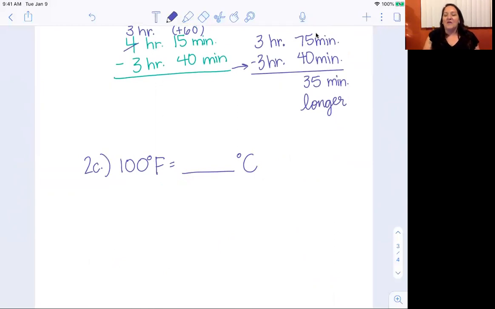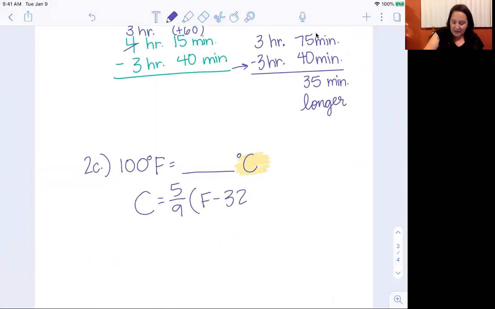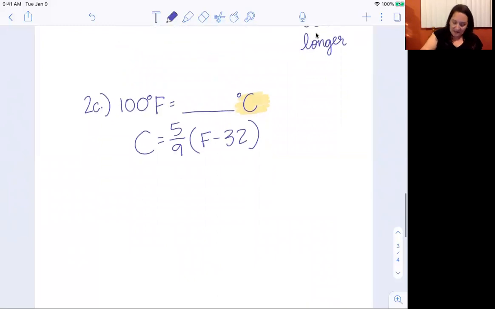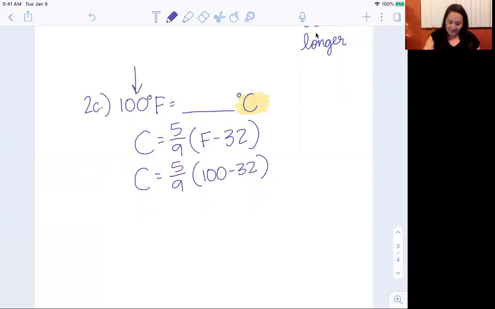Okay, so what formula am I going to use? The C formula. C equals 5/9 times F minus 32. You're going to need that formula and also the Fahrenheit formula for tomorrow's test. So let's look. C equals 5/9 times 100 minus 32, because 100 is our 100 degrees Fahrenheit.